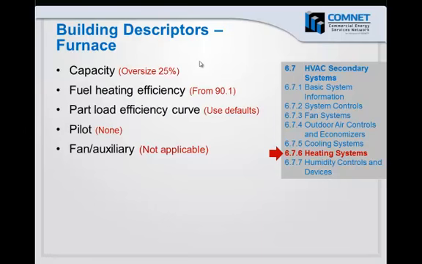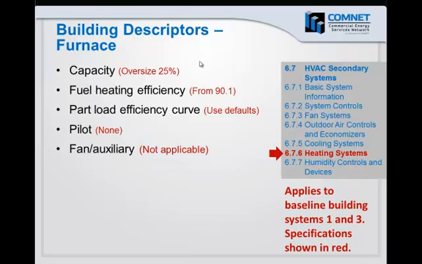For furnaces, which are used for a couple of the systems, systems 1 and 3 use furnaces. The building descriptors include the capacity of the furnace, its efficiency, a part load efficiency curve, which modifies the efficiency for part load conditions, the presence of a pilot, and whether or not there's any fans in the case of mechanical assisted combustion. The capacity, of course, is oversized by 25%.